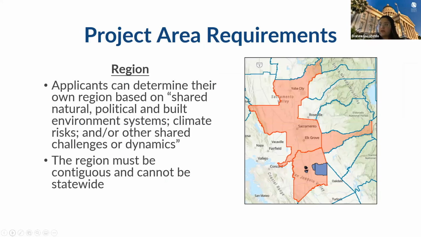For the project area requirements, RCC maintains both a regional and place-based component for the project to be eligible. We've made modifications from round 1 to round 2. There was a change to the definition of region, to increase flexibility for applicants to define their own region. Applicants can now determine their own region based on shared natural, political, and built environmental systems, climate risks, and or other shared challenges and dynamics. However the applicant determines the regional boundary, the region should be continuous. However, we will not be funding statewide collaboratives. Next slide, please.